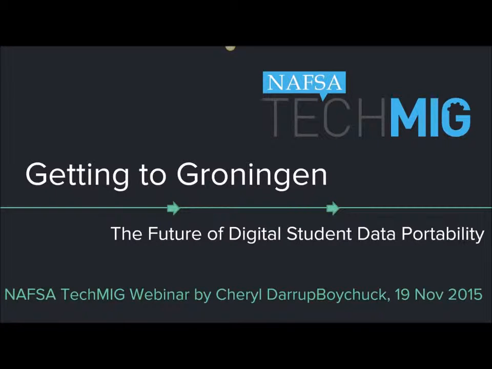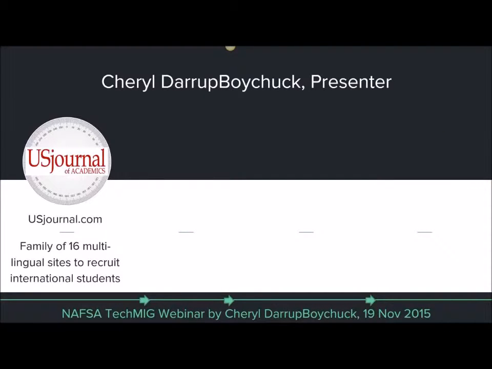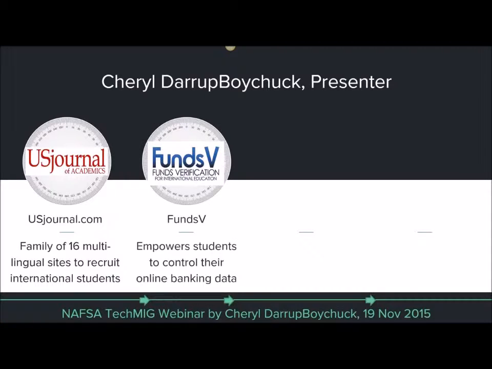I did want to mention, first off, that these initiatives that we're discussing impact all international students, including those inbound to the U.S., of course, but also U.S. students studying abroad. So just to give you a little bit more of a background, I head up U.S. Journal, which is a family of international student recruitment sites. We emerged from a print publication in the early 90s, went online in 96, stopped printing magazines in 98, and have since grown to 16 independent multilingual domains, all dedicated to promoting a select number of U.S. colleges, universities, and English language programs.